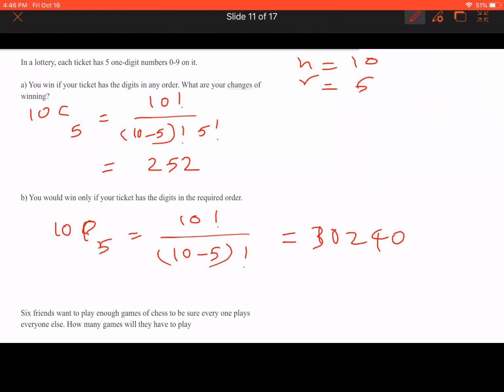Okay, 6 friends want to play enough games of chess to be sure everyone plays everyone else. How many games will they have to play? In this, we have 6 friends, so n is equal to 6. Each one has to play with everyone else, and we know in chess there will be 2 players per game, right? So r is equal to 2. We have to find out whether it's going to be a combination or permutation and find the answer, and update me in the comment section.